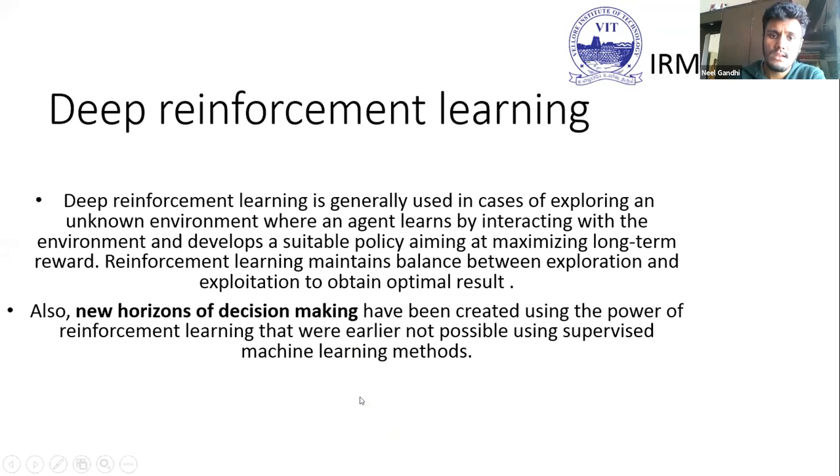So we have used deep reinforcement learning for the problem of resource allocation, where the environment is completely unknown and the agent interacts with the environment to develop a suitable policy that aims to maximize the long-term reward. Also, we have taken into consideration the exploration and exploitation dilemma to obtain the optimal results. In the start, we used supervised learning methods and unsupervised methods, and then we found out that reinforcement learning finds new dimensions of decision making for the problem of resource allocation.